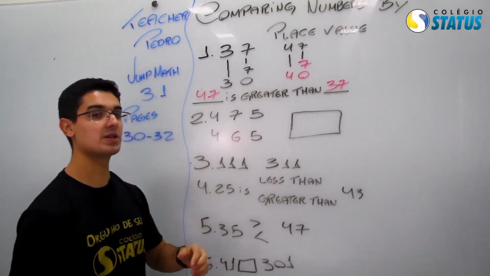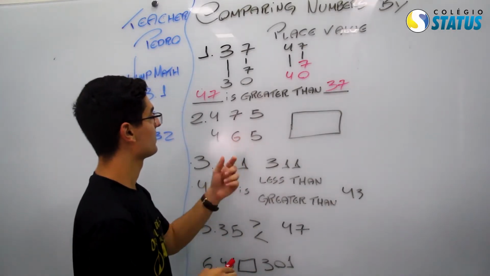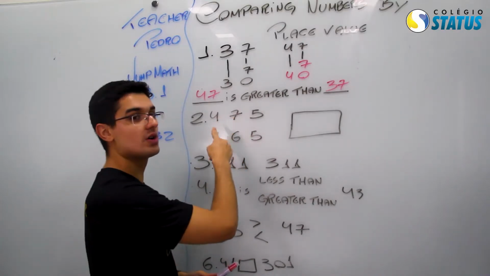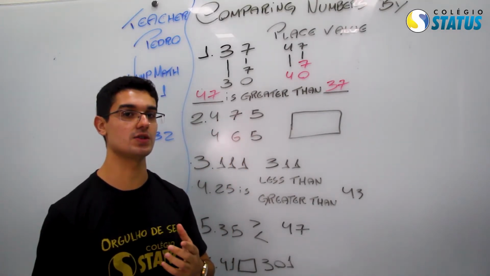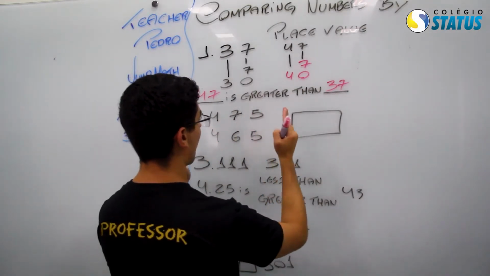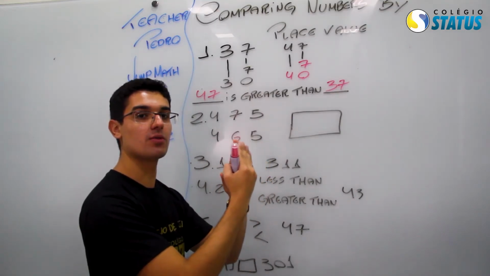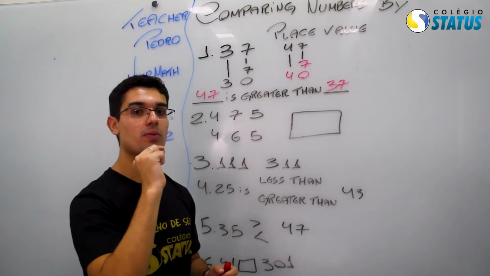Esse exercício é um pouco mais complicado, presta atenção, que muito aluno faz errado. É o seguinte, we have to compare two numbers. Nós temos que comparar os dois números, mas como a gente faz isso? We have to read the number from left to right. A gente tem que ler o número da esquerda para a direita e a gente vai ver dígito por dígito.